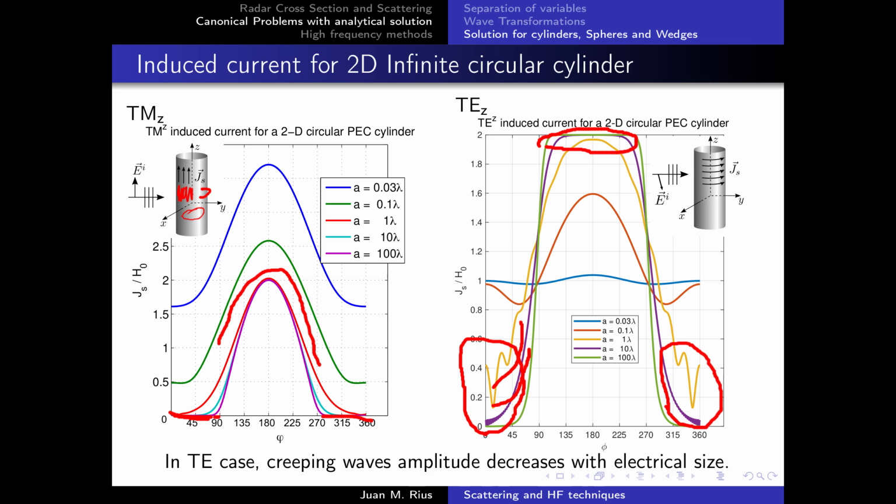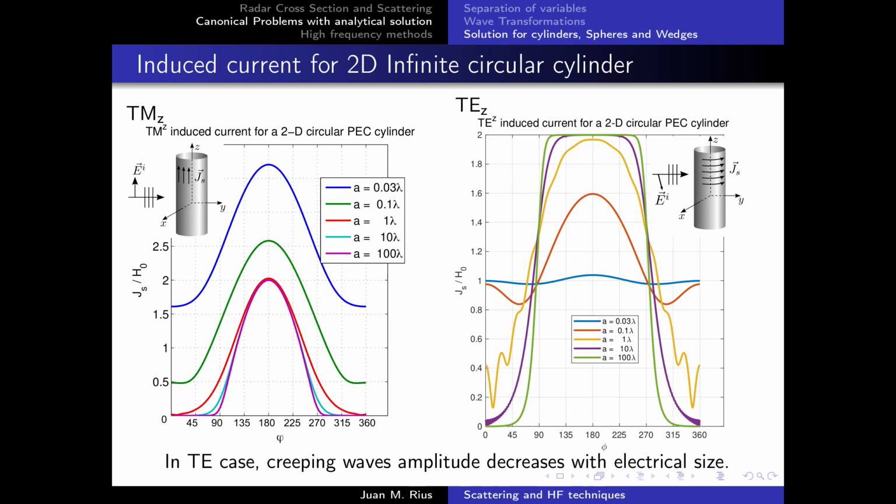In the case of TM polarization, we can see that the current converges to zero in the shadow region much faster. For example, for 1 lambda, we have a current in the shadow region, in the TM case, that is smaller than the 10 lambda current, the current for radius 10 lambda in the TE case. And for radius equal to 10 lambda in the TM case, the current is almost the same as for radius 100 lambda. This is not the same in the TE case.